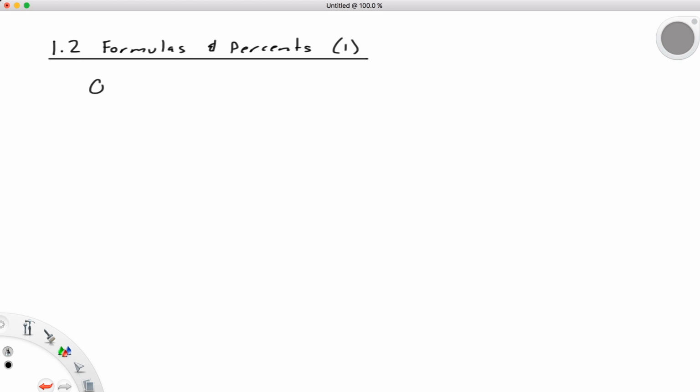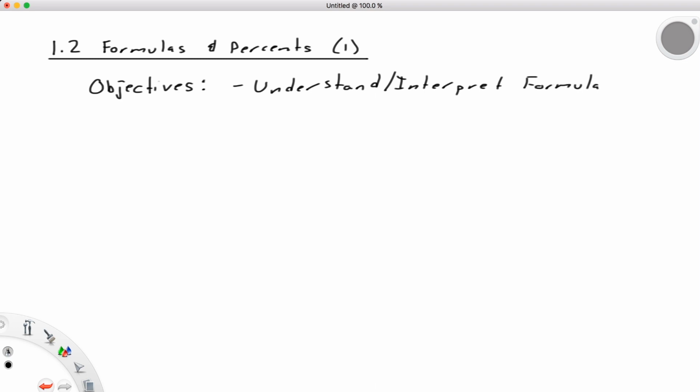So if we're going to focus primarily on formulas, basically our two main objectives are going to be able to read a formula, to be able to understand it and interpret it. So I'll say understand/interpret a formula, and to actually solve different problems with formulas and solve formulas for different variables.